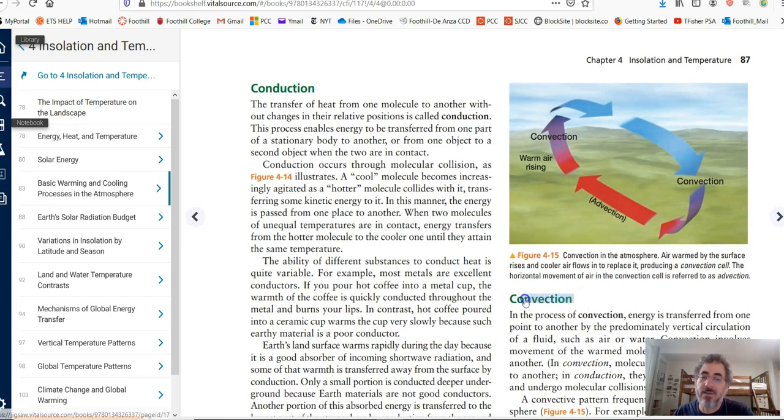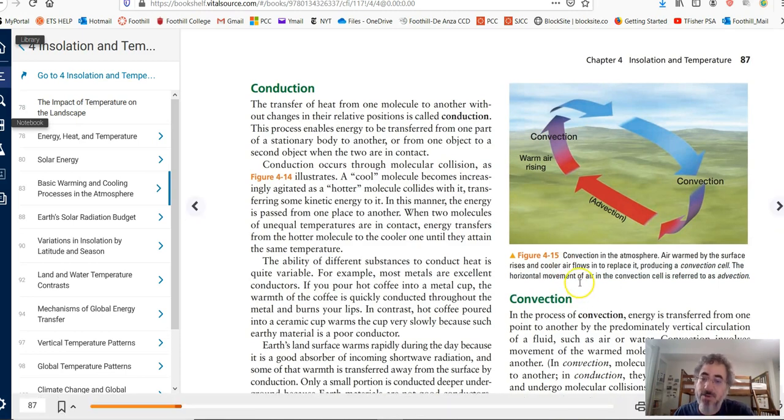Convection is another good term to know, because we'll talk about it more in the future. And basically, in convection, we have a vertical movement of heat in a circular fashion.